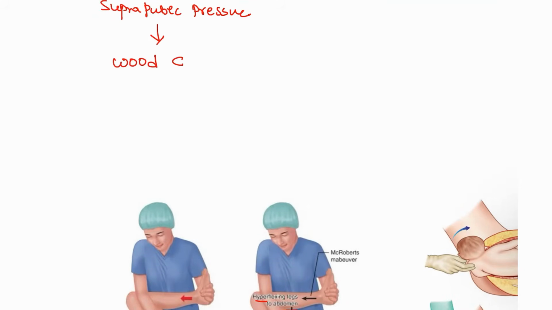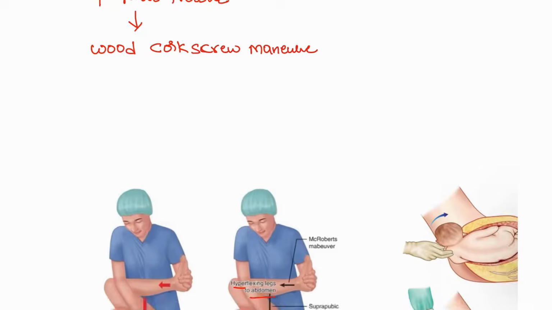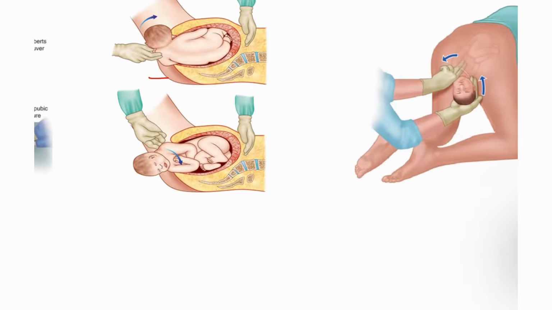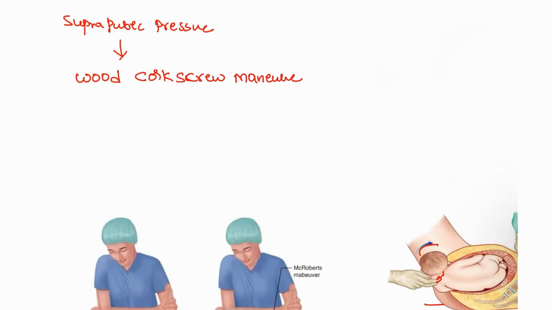This is known as the Wood's corkscrew maneuver. What do we do in the Wood's corkscrew maneuver, guys? You can see you are going to enter the hand, rotate the baby and turn the head to two different sides, and then proceed for the delivery. That's how we are going to deliver.